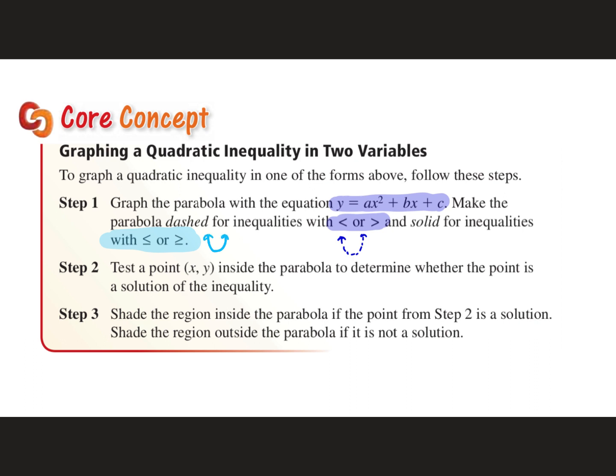Step 2 is we test a point inside the parabola to determine whether the point is a solution of the inequality or not. If it is, we shade the inside of the parabola. If it's not a solution, then we shade the outside. So we're either going to shade inside or outside, it just depends if it works or not. So we're going to do some examples and put all these steps together.